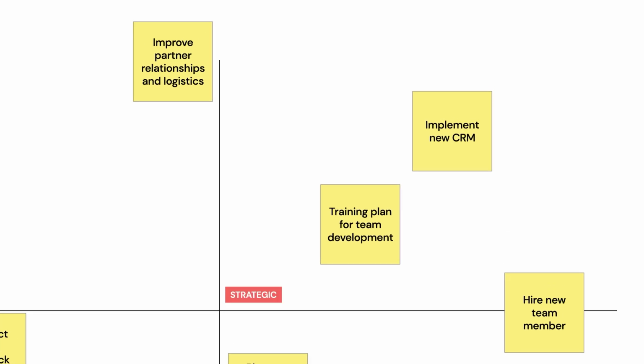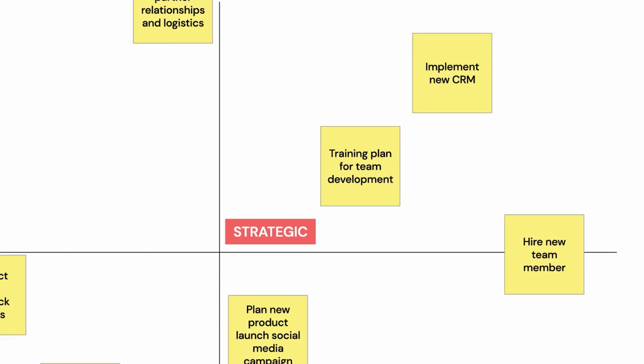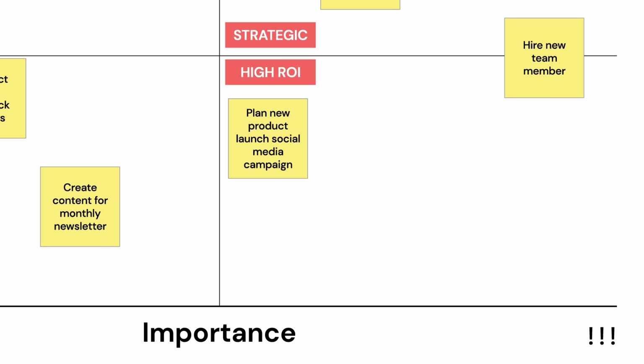The top right quadrant is where your strategic projects sit. For example, the implementation of a new CRM is quite a strategic project because it will release lots of benefits once completed. The bottom right hand corner is where your high return on investment projects are. These are the ones that are not as difficult to complete, but they're quite important.